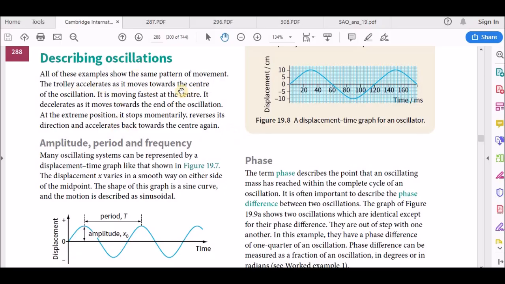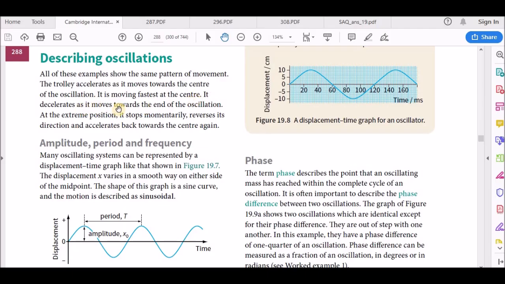I will go through this paragraph. Everything in this paragraph is extremely important. You have to understand this very clearly. All of these examples show the same pattern of movement. The trolley accelerates as it moves towards the center of the oscillation. So when it moves from the extreme end towards the center, the trolley speed increases. Speed increasing means it accelerates. It is moving fastest at the center. So at the equilibrium position, the speed is maximum.